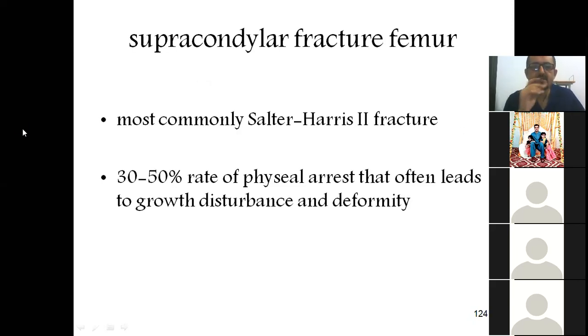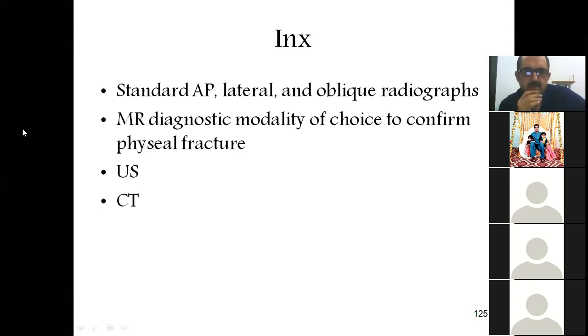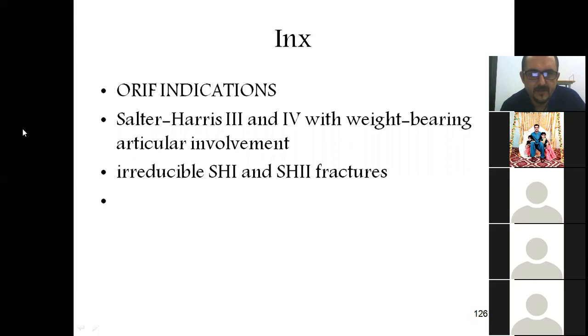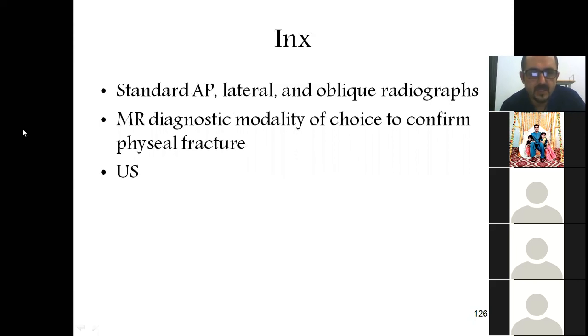Regarding supracondylar femur fractures, they are very notorious for deformities and angular deformities. There is a 30 to 50% rate of physeal injury and arrest that often leads to growth disturbance and deformities. The radiographs you can do are AP, lateral, and oblique views. You can do MR studies, ultrasound, or CT scan to identify injuries in the pediatric population. Ultrasound you can do in the pediatric population. CT and MRI are mostly only for occult fractures.